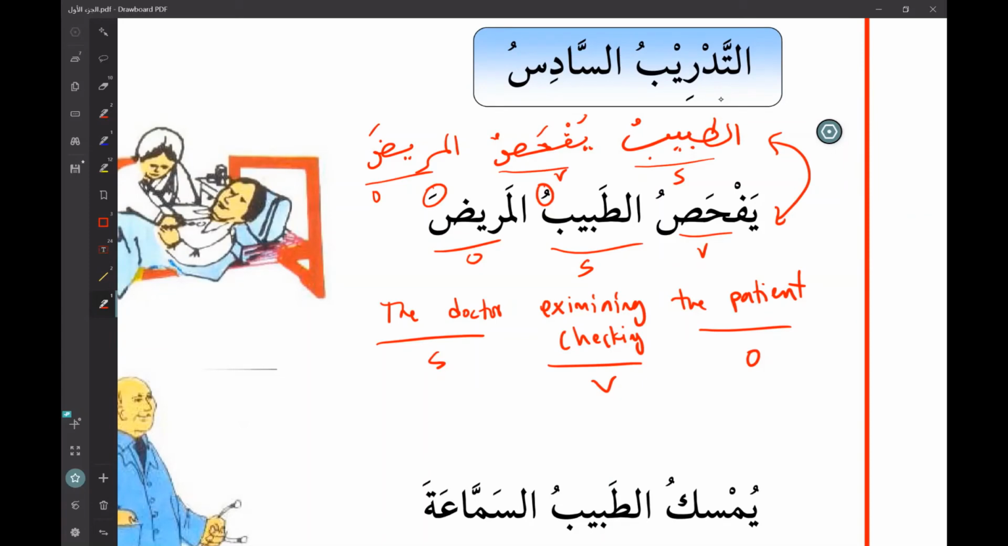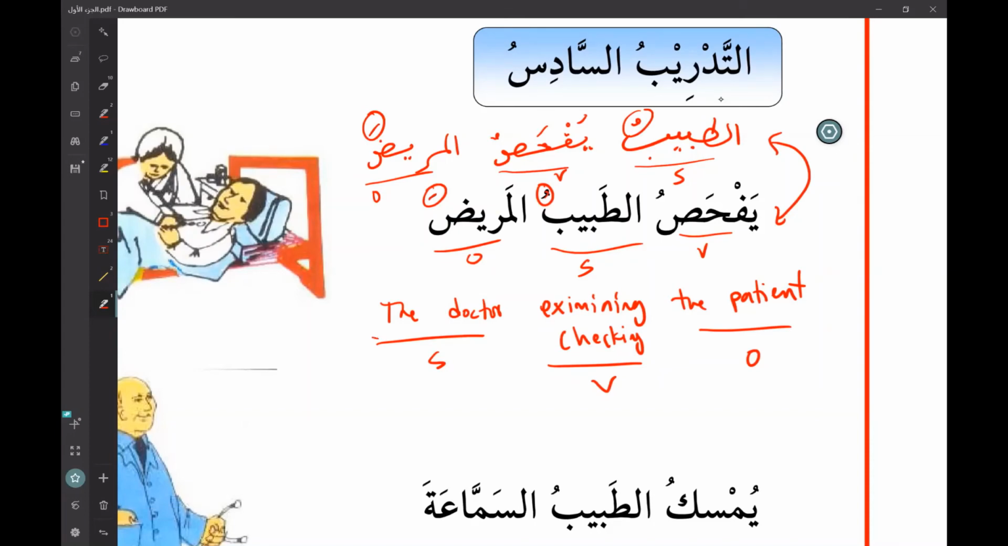So if the first one had fatha on the marida, then you need to have fatha on the marida also. The first one had dhamma on at-tabibu, so you need to put the dhamma on tabibu. Why? Because we're shuffling through these words, we still need to keep track of who is the subject and who is the object, or what is the subject and what is the object. So how do we indicate this?